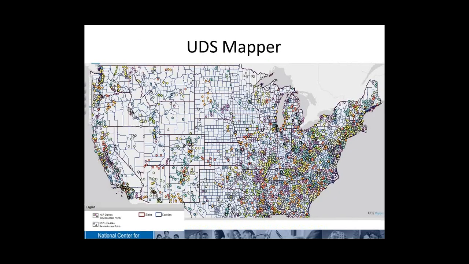UDS Mapper is another great resource. Rachel will go more in depth about the importance and use of UDS Mapper. But for those who may be considering applying for grants, many grants require that you show a map of the service area, and so UDS Mapper is a great resource to create that map. It focuses on health center programs. This particular map focuses on health center program grantees and HCP lookalikes and where they're located in the United States.